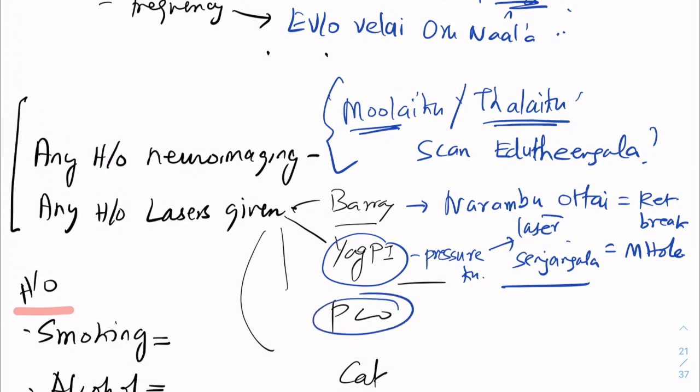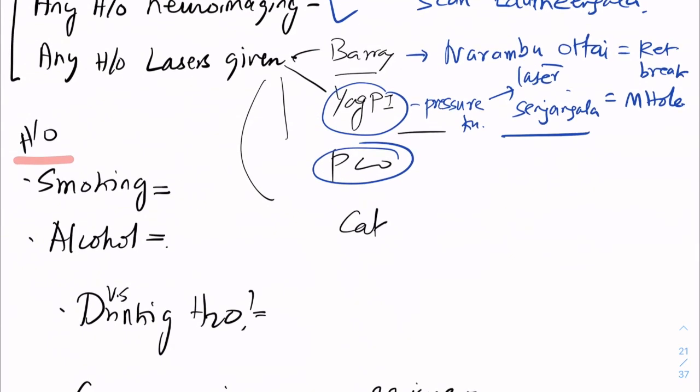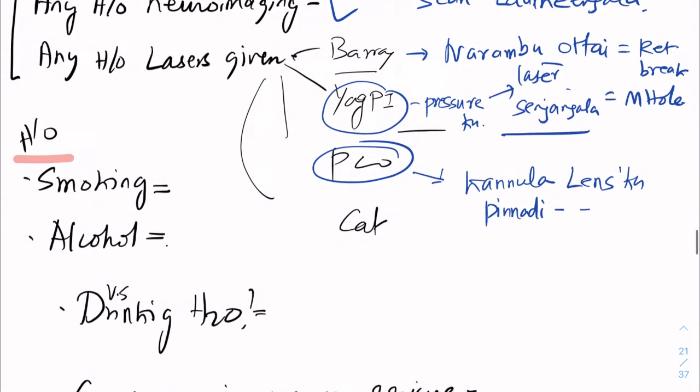Okay. PCO is another interesting history to ask. So for PCO, I am going to use this specific word. கண்ணில் லென்ஸுக்கு பின்னாடி means behind the lens. கண்ணில் means in the eye, lens is lens, you know, IOL. பின்னாடி means behind. கண்ணில் லென்ஸுக்கு பின்னாடி, okay, the common term we use for PCO is going to be ஜவ்வு.